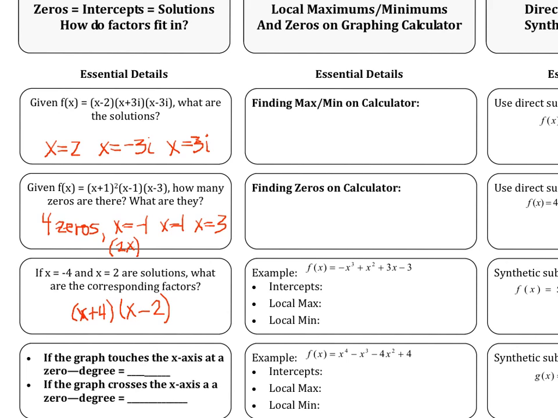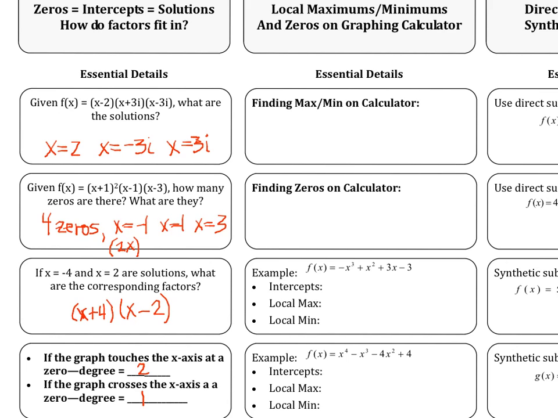Okay, so what we need to remember is if the graph touches the x-axis at a 0, so if it just touches, then my degree at that spot equals 2. It happens twice. If a graph crosses the x-axis at a 0, then the degree of that number is just 1. It happens 1 time.